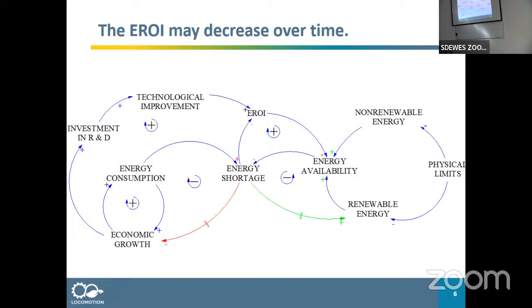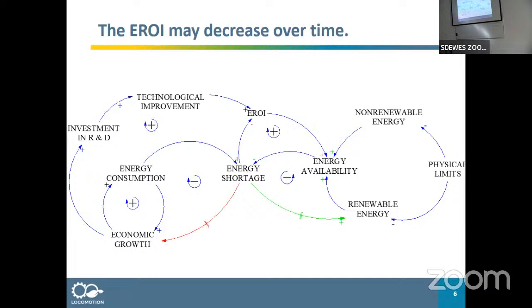So we will obtain a much better EROI due to technological improvement and investment in research. However, it's not the only point, because when we have energy shortage, this energy shortage decreases EROI. Why? Because the resources are maybe less abundant, maybe less efficient, so we need to use less efficient sources of energy. So while we can improve the EROI through technological improvement, the energy shortage usually leads to a decrease in the EROI. So there is a competition between these two forces or drivers.